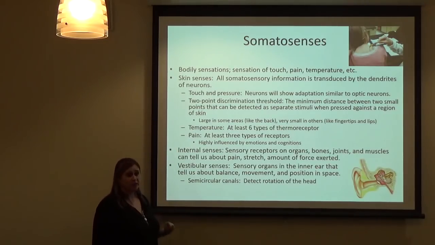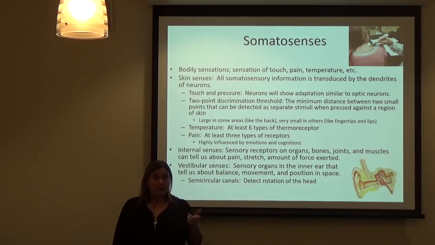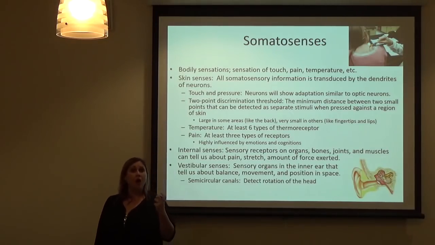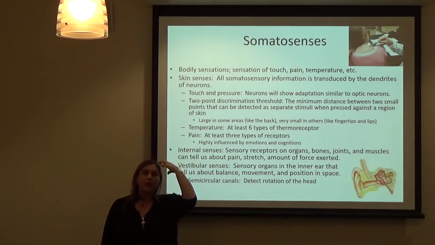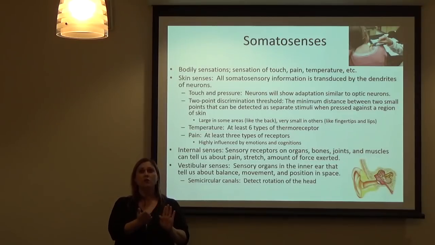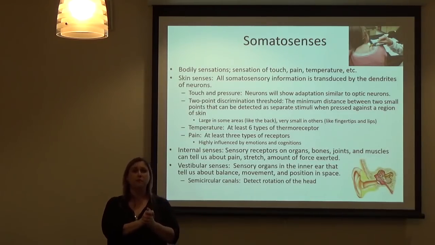You have different kinds of pain receptors, and your experience of pain is highly influenced by your thoughts. You can use higher parts of your brain to, what they call, close the pain gate, to turn down your experience of pain.